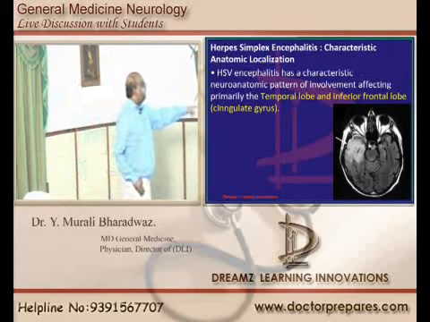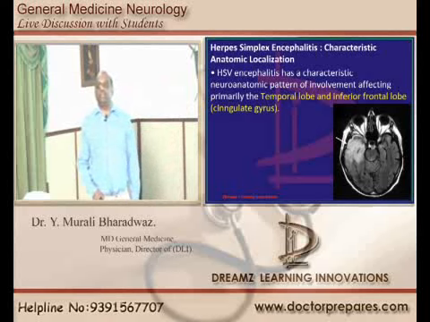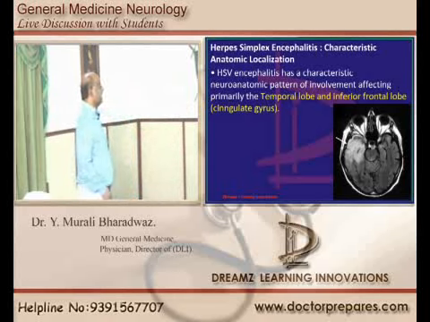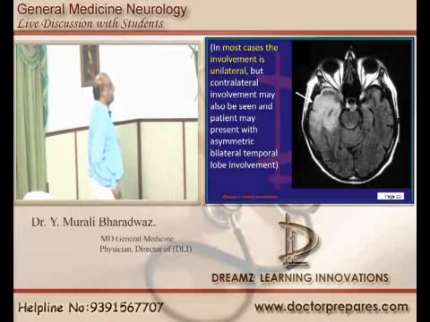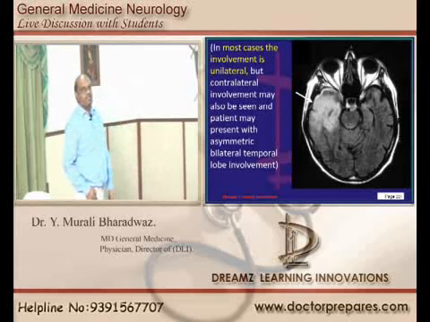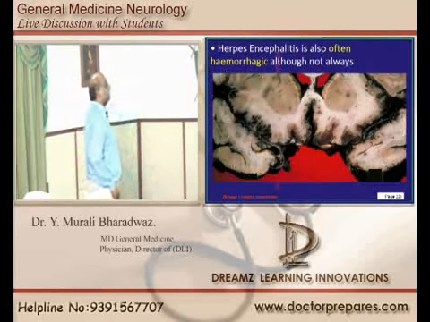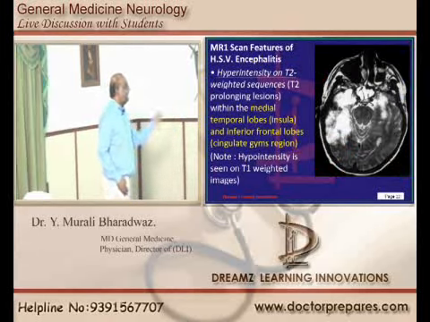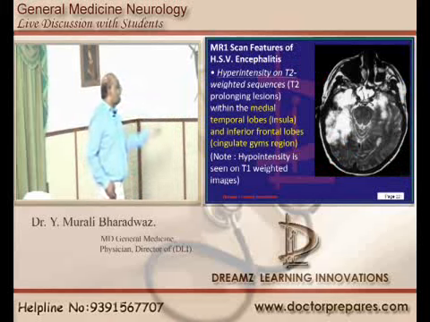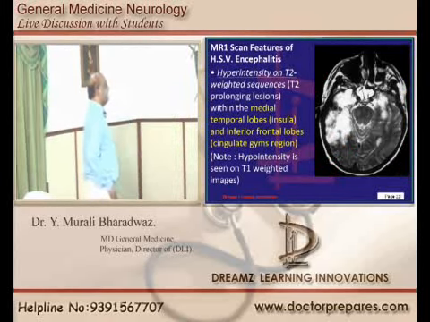It is the temporal lobe or inferior frontal lobe, where the limbic system, cingulate gyrus is located, that is the classical location. Most of the times it is unilateral involvement that you see, and if you take the gross section after death at autopsy, then there are hemorrhagic changes which will be seen in case of HSV encephalitis. And this is once more the medial temporal lobe, inferior frontal lobes showing hyperintensity on T2 and hypointensity on T1 weighted images, which is a very, very important classical feature.